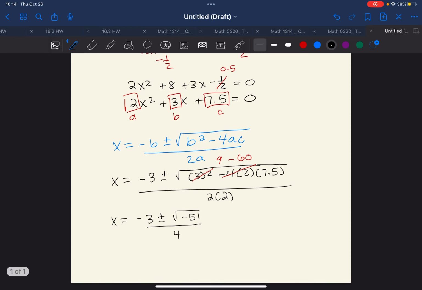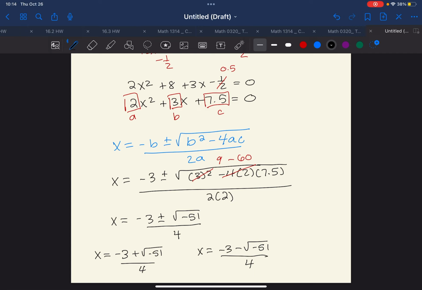Okay. Remember, we cannot take the square root of a negative number and get a real solution. So this tells us when we take the square root here, we are going to be getting an imaginary number. So remember, in order to solve for this, we ignore the negative in the beginning, and our answer is just going to have an i attached to it. So we know we're going to have two answers here. Our first answer is going to be x is equal to negative 3 plus the square root of negative 51 over 4. And then x is equal to negative 3 minus the square root of negative 51 over 4.